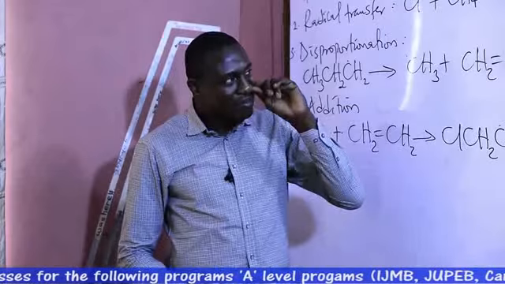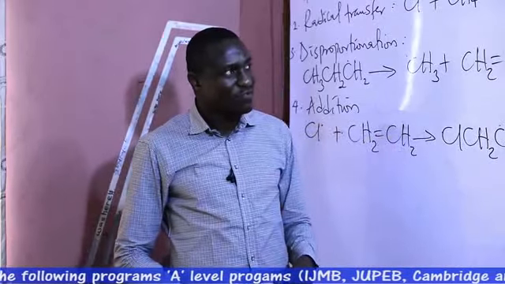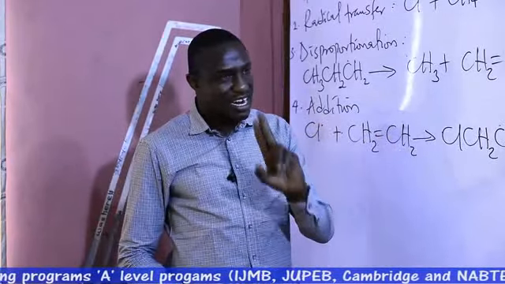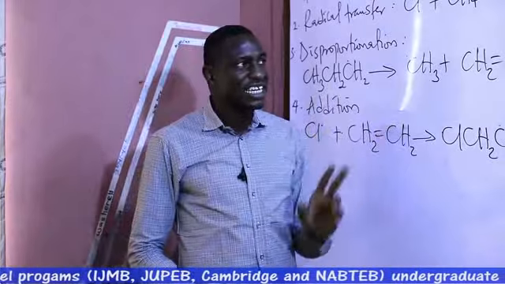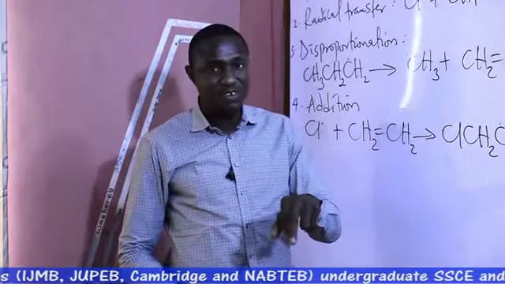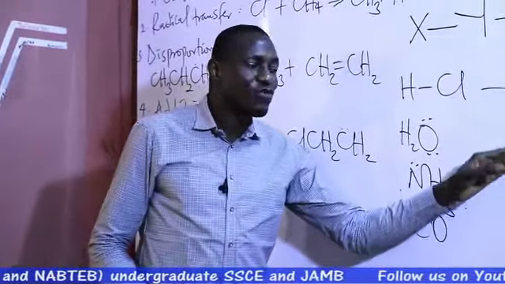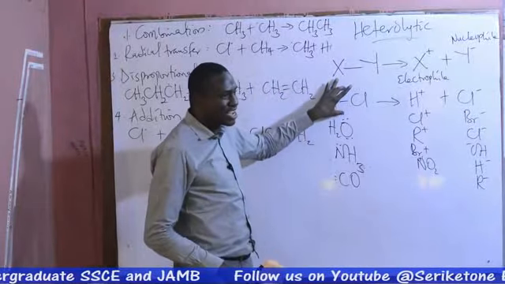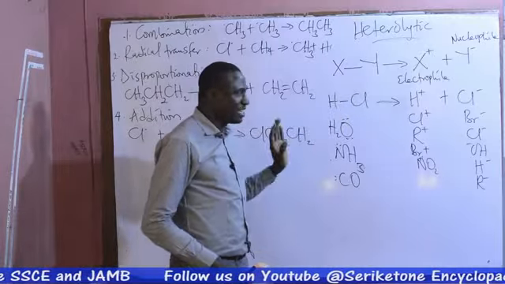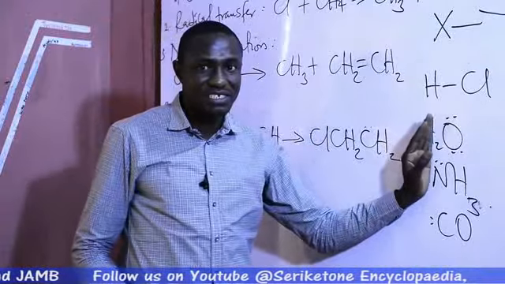But as of today, I believe you have learned one or two things. Do not forget, there are two types of bond cleavages. Do not forget the reagents that are produced from each type of bond cleavage. And you must be able to identify the type of bond cleavage that is peculiar to a particular chemical reaction by mere looking at the nature of the reactant that is involved in that reaction, whether the reactant is polar or non-polar.